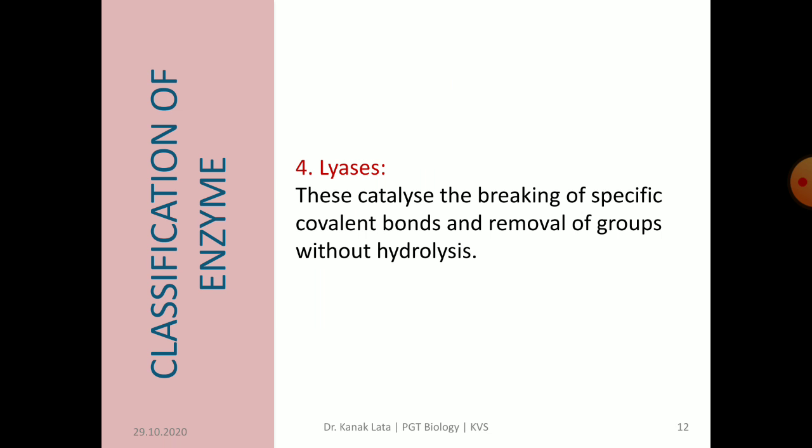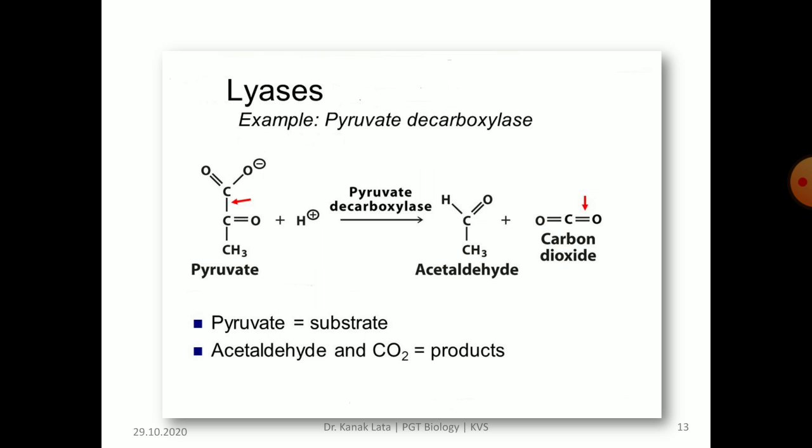Another class of enzyme is lyases. Lyases catalyze the breaking of specific covalent bonds with removal of groups without hydrolysis. Here there is no addition of water. Here pyruvate decarboxylase, which is an example of lyases, converts pyruvate into acetaldehyde and carbon dioxide. Pyruvate is the substrate, whereas acetaldehyde and carbon dioxide are the products after enzymatic activity with the help of the enzyme pyruvate decarboxylase.